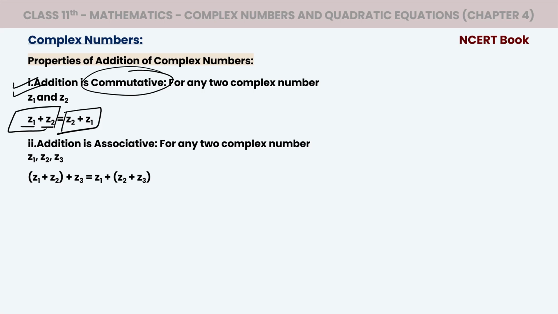Second, then we say it is associative also. Associative means if we add z1 plus z2 and then z3 that is equals to z1 plus z2 plus z3 also.